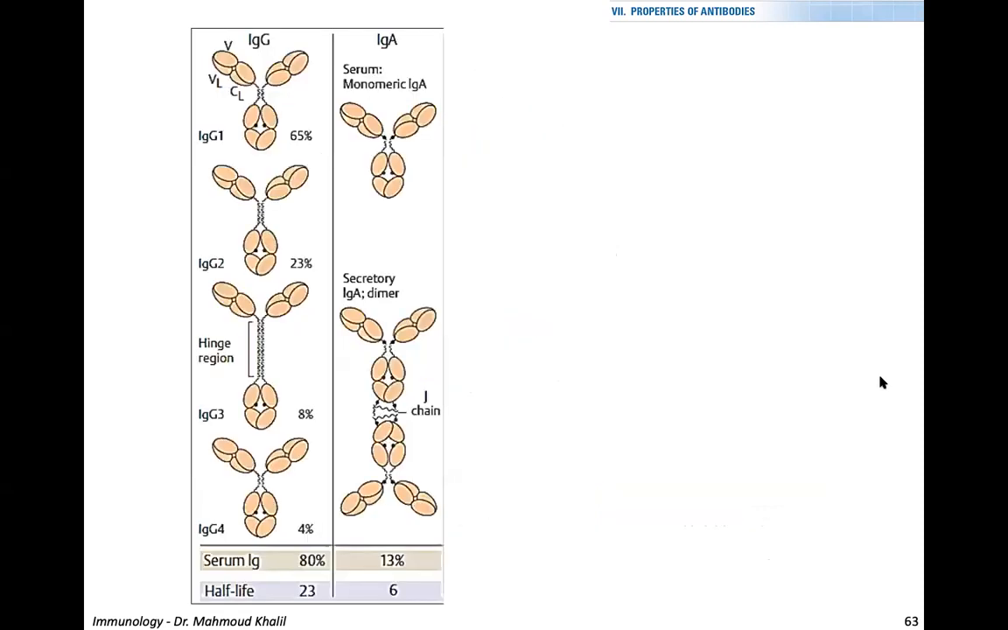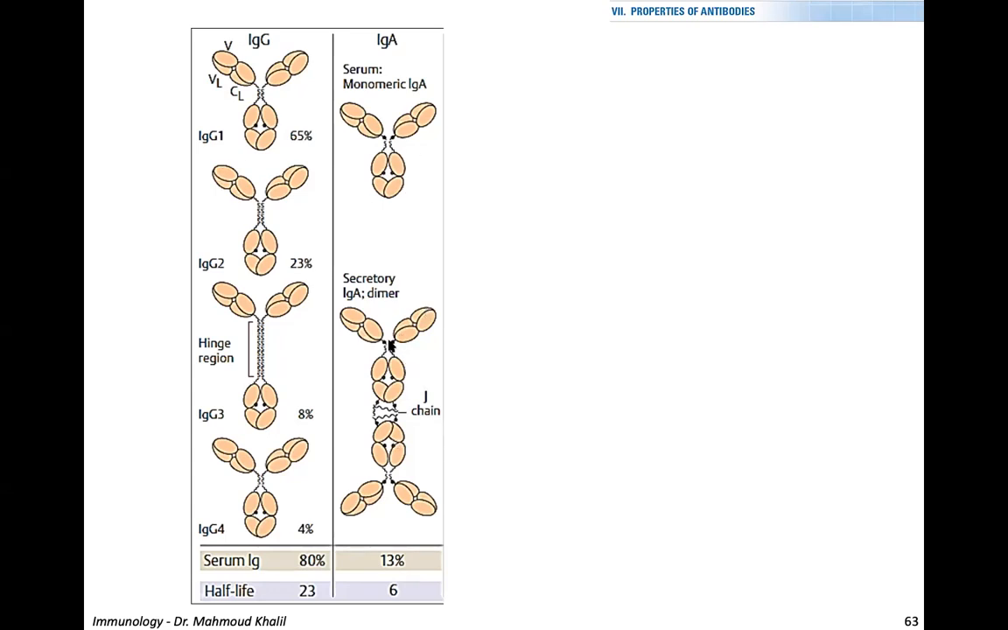So here again, you can see the difference between IgG and IgA. You can see the percentage, and there are actually subclasses of IgG: IgG1, IgG2, IgG3, and you can see the different percentage of each. You can see as well the percentage of this type of antibody in the serum, as well as the half-life time of each type of antibody.